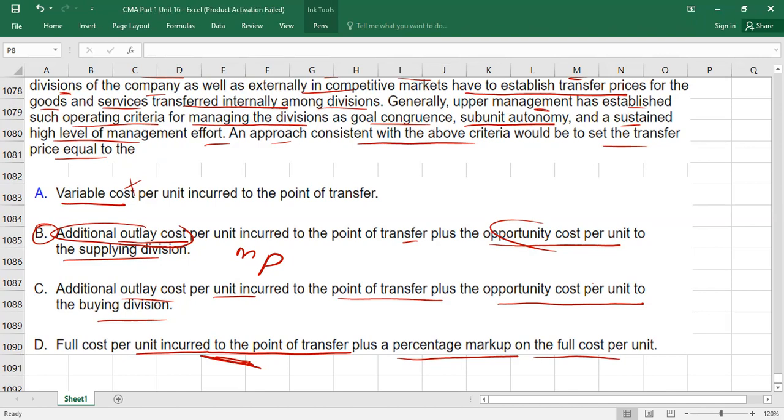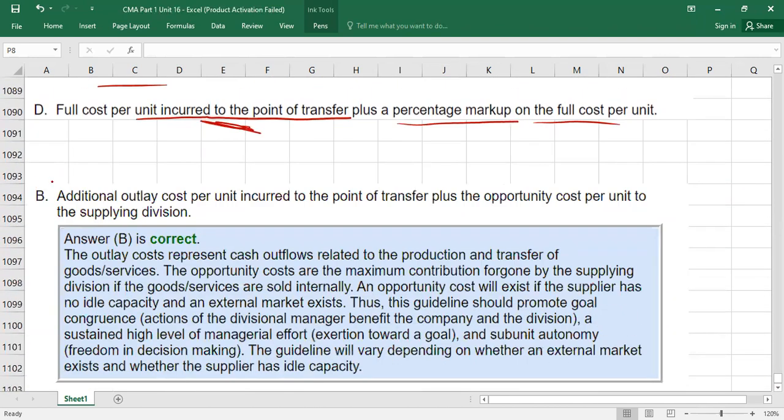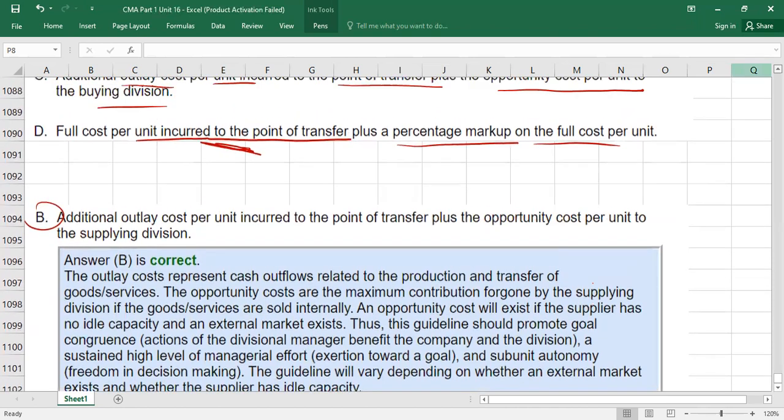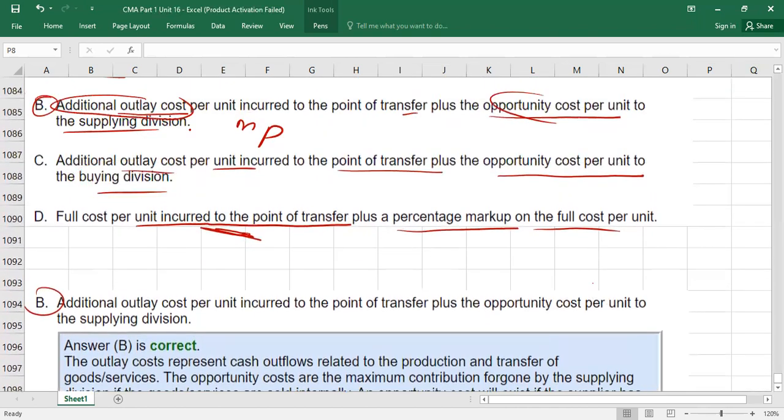Understood? So what do you think? What is the correct option? Option B. Why not C? C is very similar. But why not C? Because in C, he told you the opportunity cost of the buying division. No, we should take the opportunity cost of the supplying division. Is that clear? So please practice the question. Okay. Thank you guys. Thank you so much.